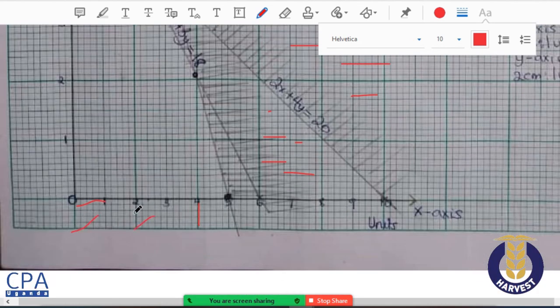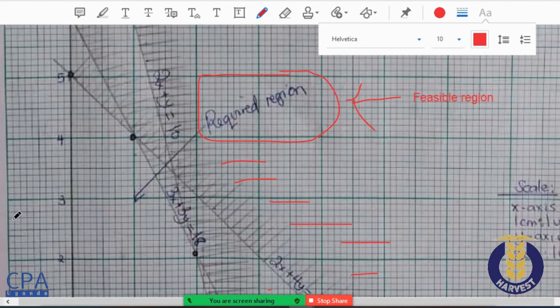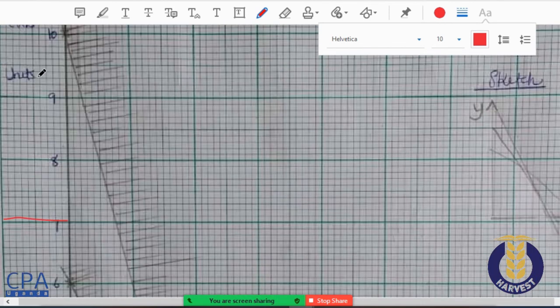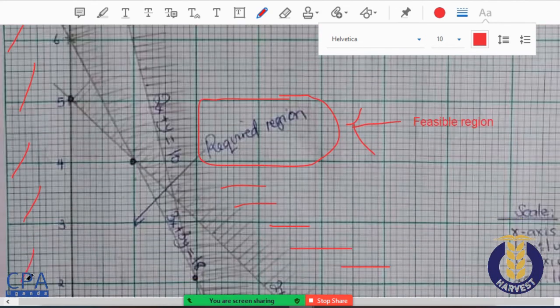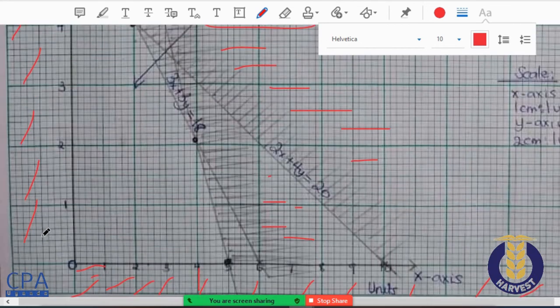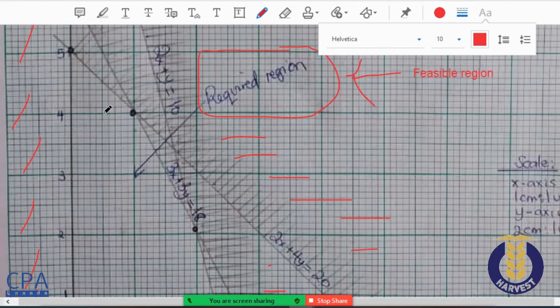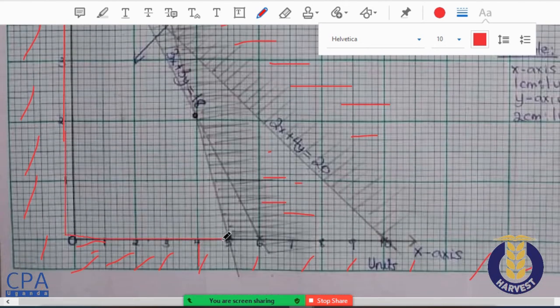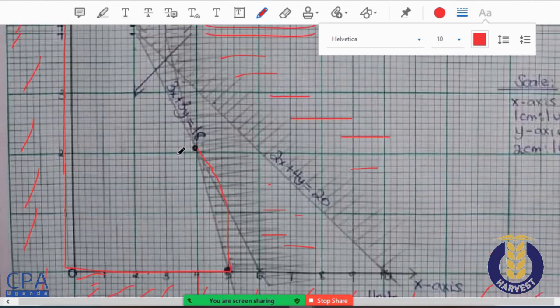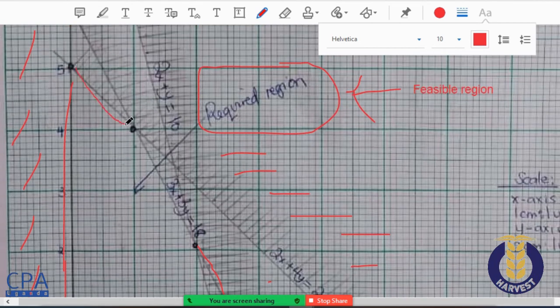And also what he forgot was to shade off this negative side. You are supposed to shade it off. But of course, you don't shade and cover the labels. You shade nicely. You shade off the unwanted region. So at the end of the day, you're going to remain with this region here. And that's what we call the feasible region.